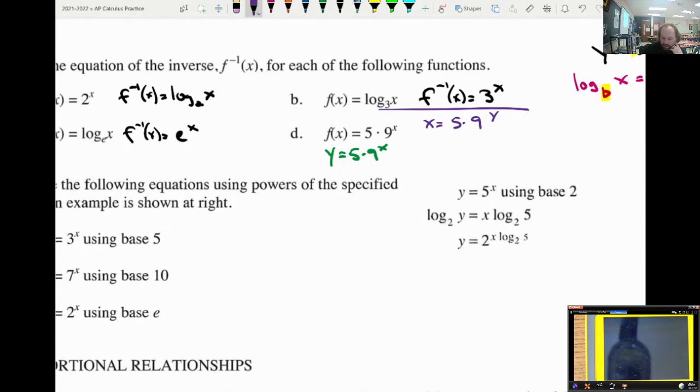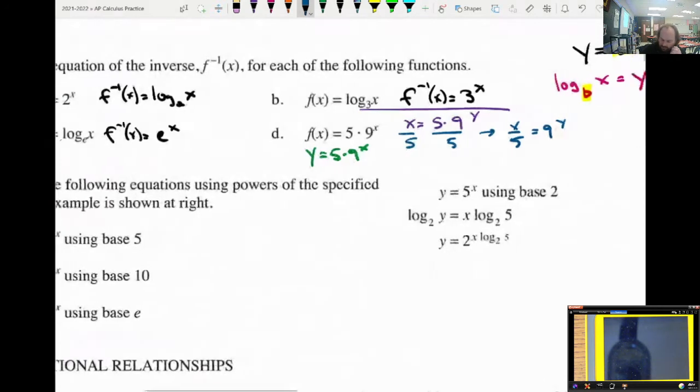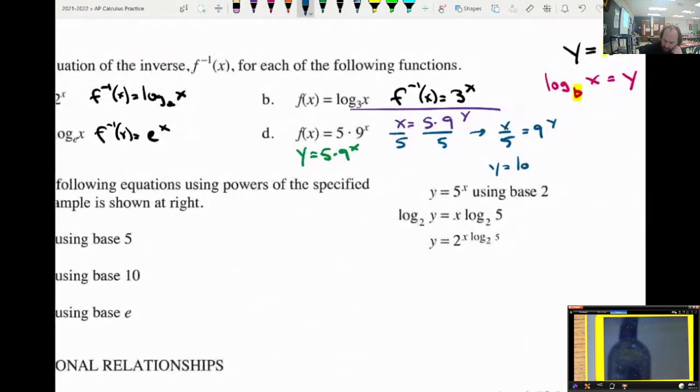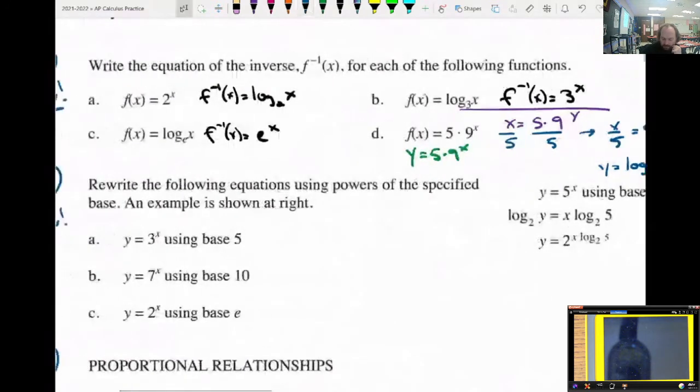The only reason why I'm writing this out is to explain why the first thing I would do here is divide by 5 on both sides. And that gives us this step: x over 5 is equal to 9 to the y power. And at this stage, you can just take the logarithm of both sides. At this point, y is equal to the log base 9 of x over 5. It's a little more advanced than we need to get for this review question. The first 3 are all that really matters. We're going to be talking about a lot of inverses and logarithms and exponential equations here in Chapter 6, so we're getting that in the forefront of our mind.